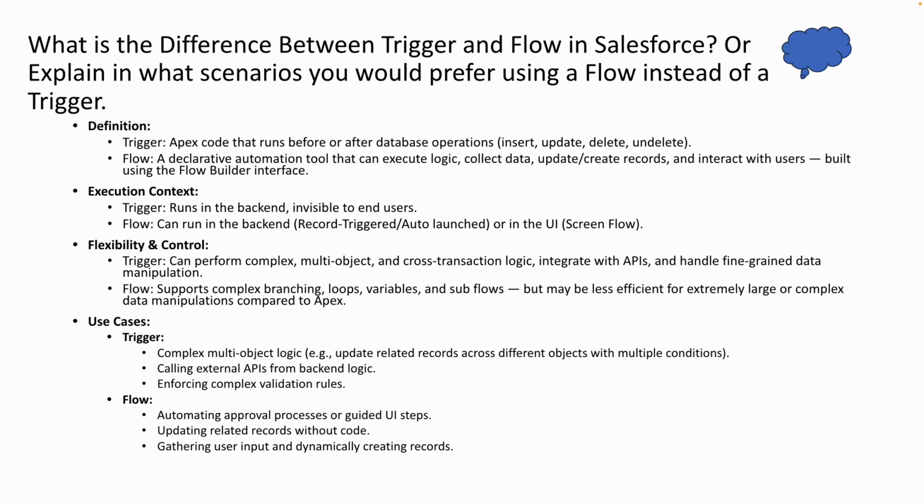And flow can automate the approval process and guided UI steps, and update related records without any code. It's just like updating the parent and the child, or updating the parent and another related object using the lookup relationship, and also gathering user input from the UI and dynamically creating records. Like you can create contacts using already entered accounts by prompting the user to select the account and enter the first name, last name, and the email. Boom, you have the contact created.